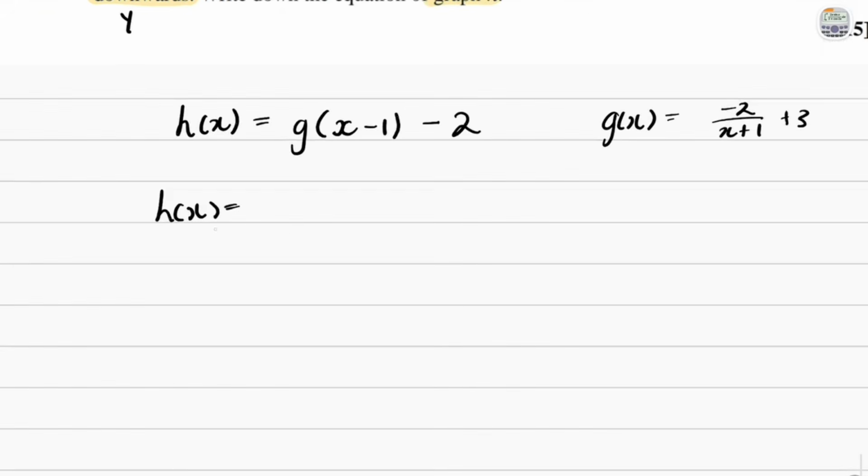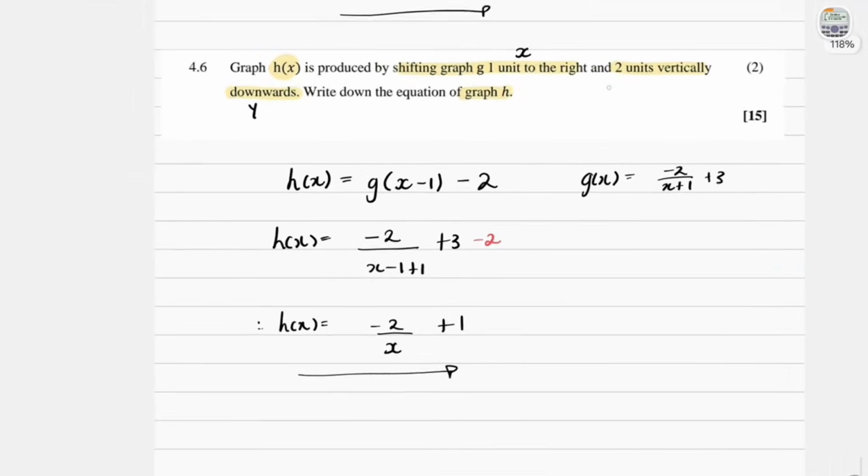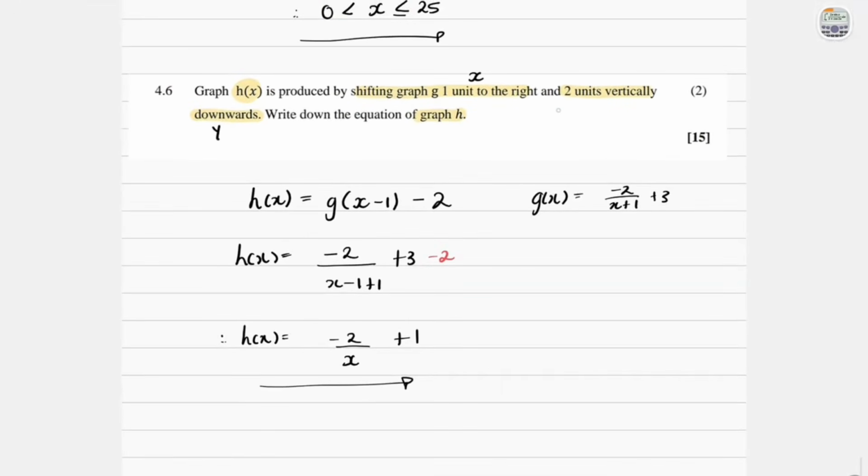So our graph is now going to become -2 over, now wherever you see x, subtract the 1 from it. So you have x plus 1, but you're going to say -1. You could even just say x minus 1 and then leave that plus 1 there. And then we had a plus 3 at the end, and now we're going to subtract the 2 from this. And so our equation of h of x is simply equal to -2 over x, and then 3 minus 2 is plus 1. And that is the equation of h, and that is it for this question.